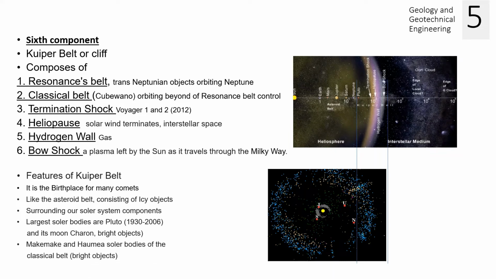The Makemake and Haumea solar bodies belong to the classical belt, and they are also bright objects. And the largest known scattered disk in this area is the Eris scattered disk.